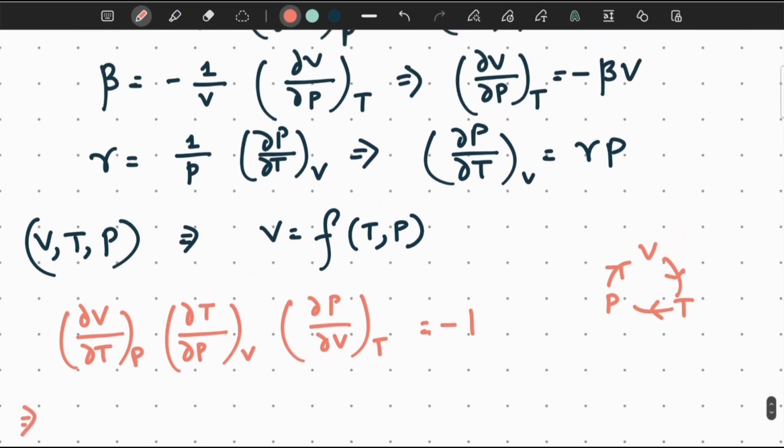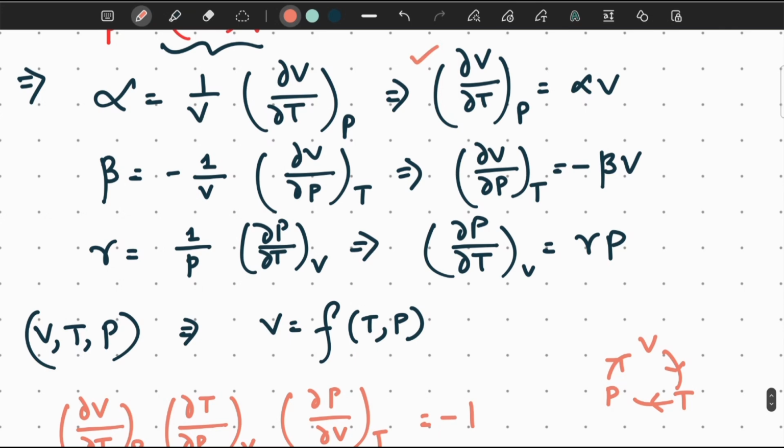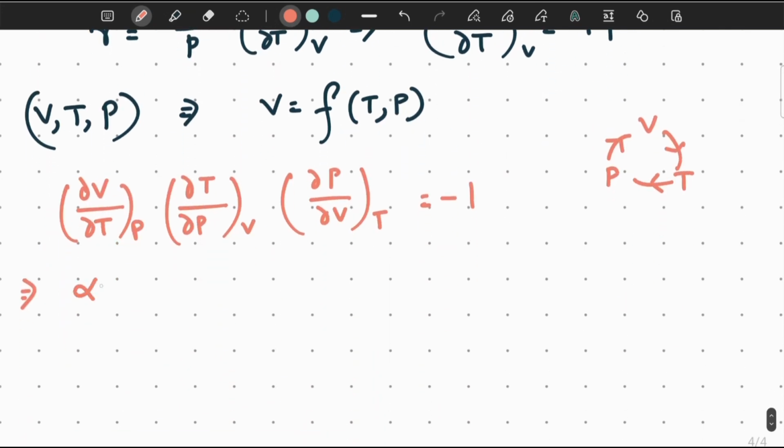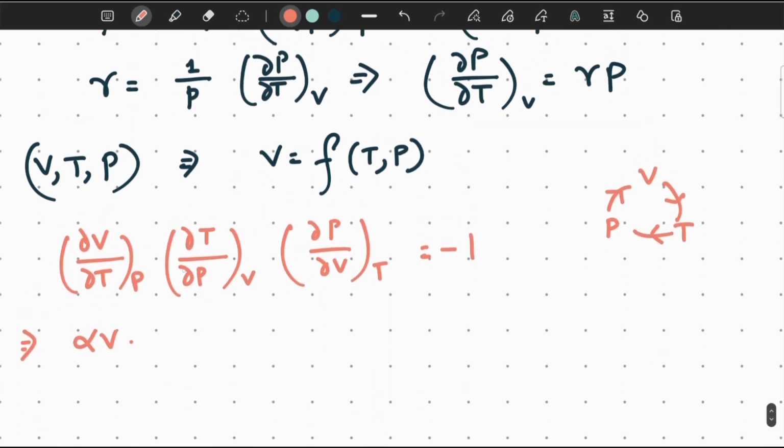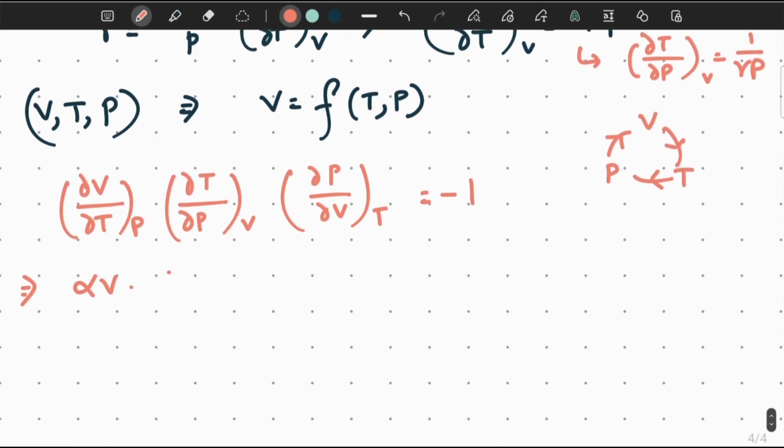So now we just have to replace these things. First, del V del T at constant P. This one is alpha times V. Next, del T del P at constant V. From here we can write that del T del P at constant V is essentially 1 by gamma P. So it will be 1 by gamma P.